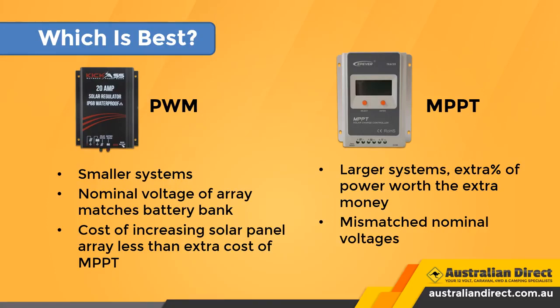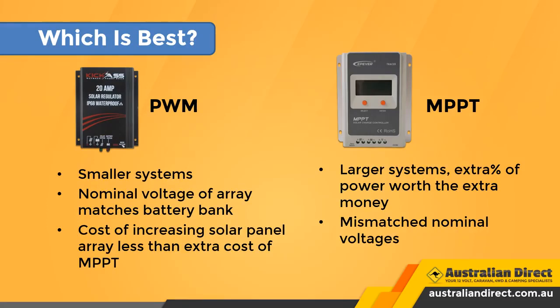An MPPT is worth it if you have a larger system that can benefit from the extra percentage of power from an MPPT. For instance, if you have a 2,000-watt array and you can increase the output by 25% with MPPT, that's like adding another 500 watts of solar panels. At approximately $1 a watt, that's $500 just for the panels, not to mention the extra wires and racking needed. In that case, it's probably cheaper to buy an MPPT charge controller to get that increase than to add extra panels. An MPPT charge controller is required when the voltage of the array doesn't match the battery bank voltage.